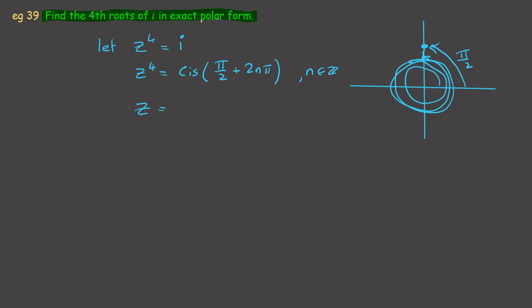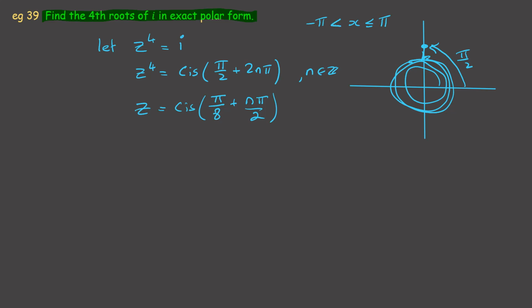So z would be equal to cis. Now think about this. We're taking a fourth root. We divide everything over here by 4, and that would make that pi by 8, not pi by 4. And plus 2n pi divided by 4, which is n pi divided by 2. So we want to make sure that we end up between negative pi and pi, and it should only be included at the other end.